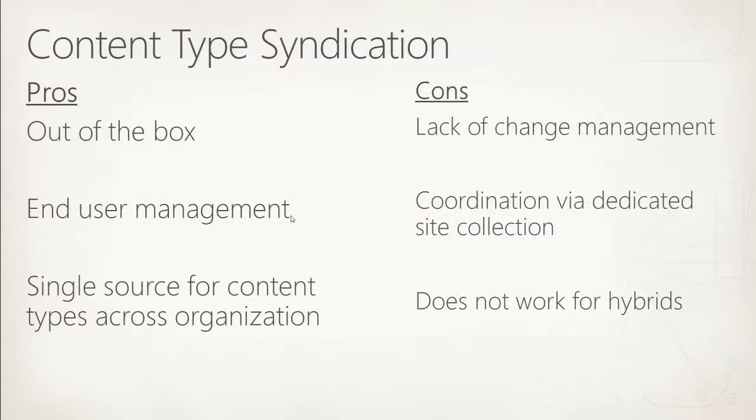So the pros of the content type syndication hub. Again, pro, it's out of the box. It's relatively simple to configure. Again, I mentioned the basic steps. Create a dedicated site collection, have a managed metadata service, define that service to consume from a site collection, then associate that with the web apps, and from there, these timer jobs are going to run that publish and consume those content types.